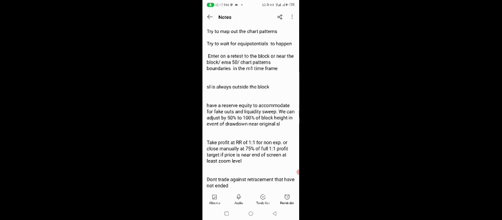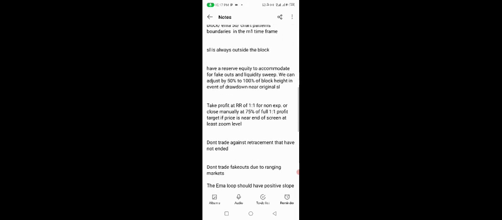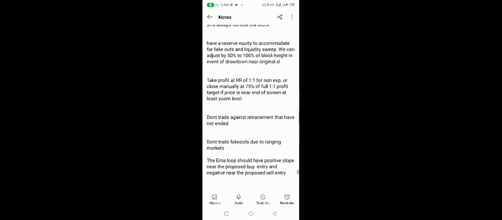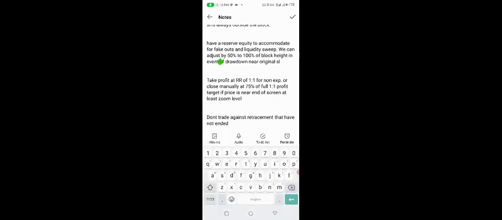SL is always outside the block. Have a reserve equity to accommodate for fake outs or liquidity sweeps. We can adjust the SL by 50% to 100% of block height in the event of drawdown near the original SL.